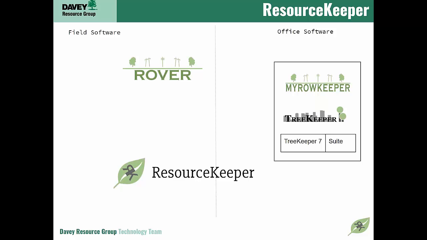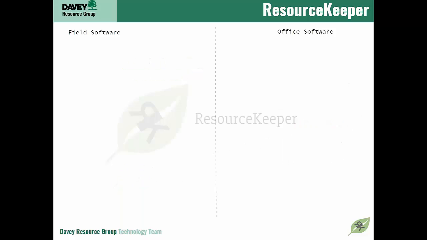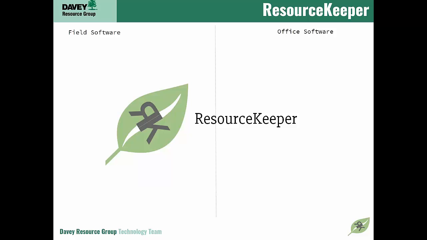And in all of this, we have this other piece of software, ResourceKeeper, that lives in both worlds. It's field software and office software. Most of our focus has been making sure that the key functionality that exists in Rover exists in ResourceKeeper. We're about to start moving over that key functionality from the TreeKeeper 8 code base into the ResourceKeeper product. Once we accomplish that, we have one solution, just the ResourceKeeper solution. We're using the same software in the field as we're using in the office.